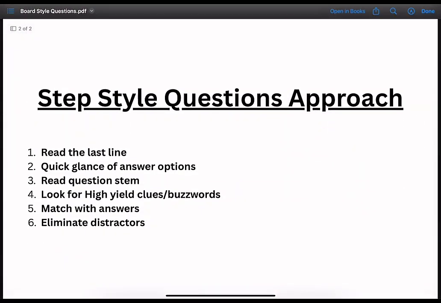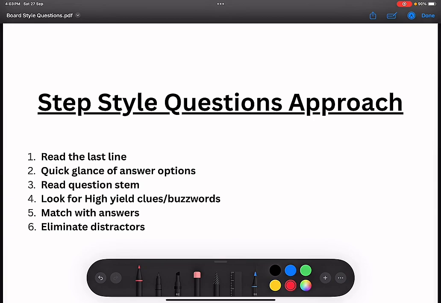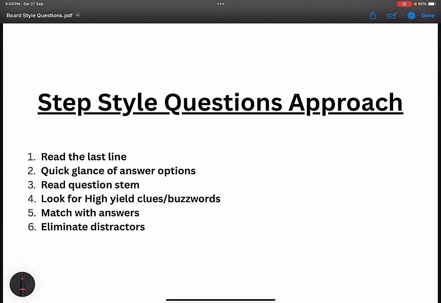Then I have my own approach to step style questions, whether you are going through Step 1 or Step 2. The first thing in approaching a step style question is to read the last line. The last line will give you an idea what is asked in the question.